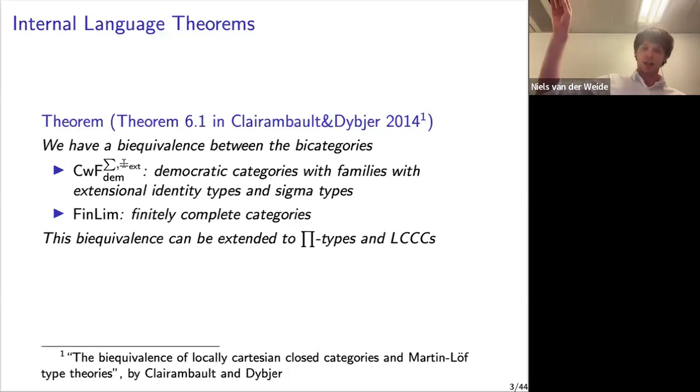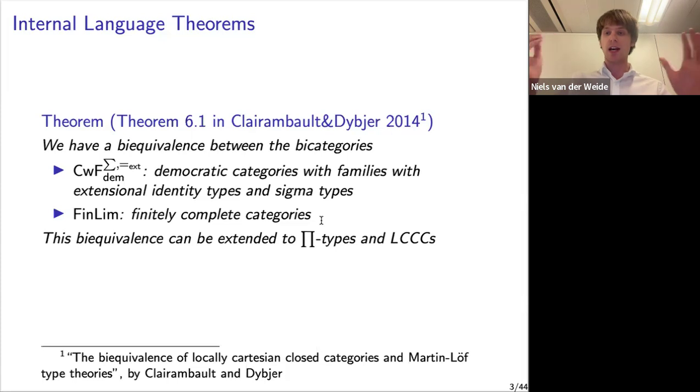These type formers are sigma types and extensional identity types. And they need to add a requirement, which they call democracy, which relates contexts and types, and which is going to be necessary; I'll explain that more later. So on the one hand, you have these CWFs, and on the other hand, you have categories with finite limits, the bicategory of categories with finite limits.